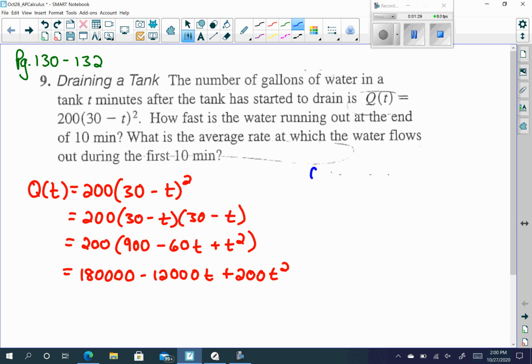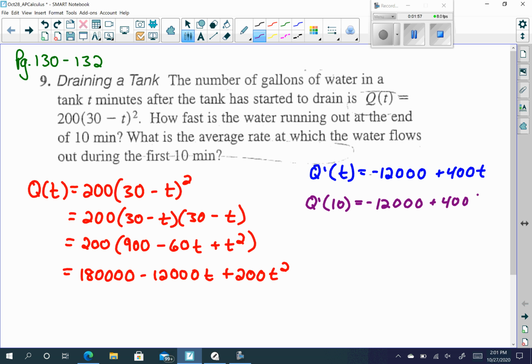So now I'll find Q prime of t. Derivative of 180,000 is just going to give me 0. Derivative of my middle term is just going to become a negative 12,000 and then plus a 400t. So we want to pretty much find Q prime at 10. So this will just become negative 12,000 plus 400 times 10, which is 4,000. So negative 12,000 plus 4,000 will give me negative 8,000 gallons per minute.